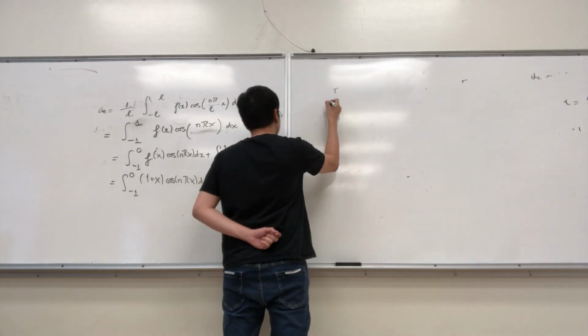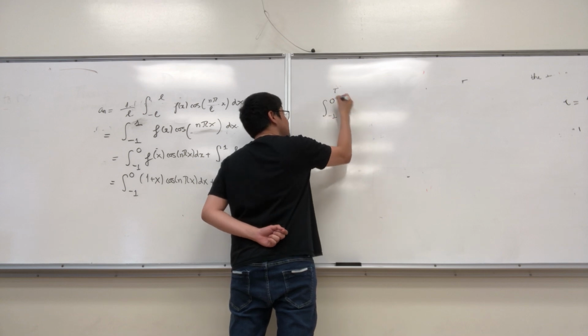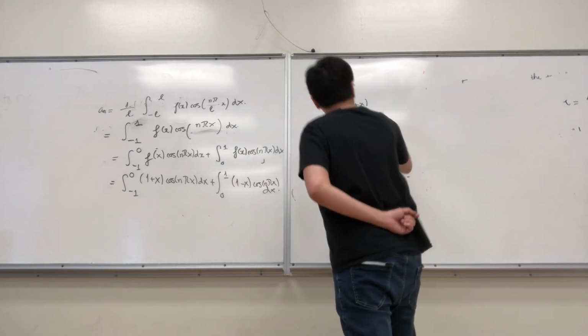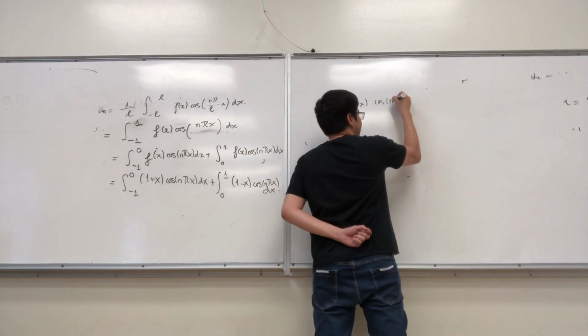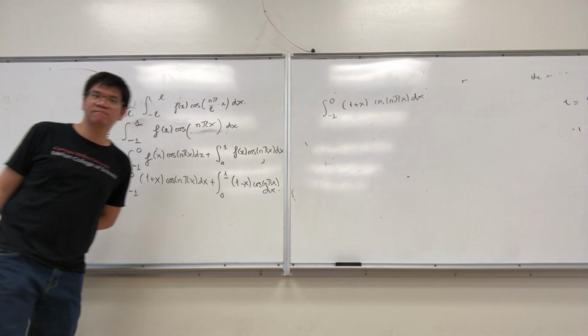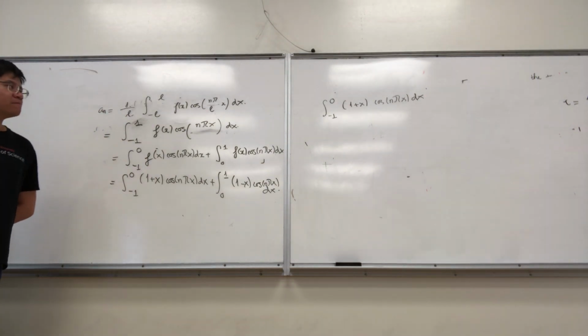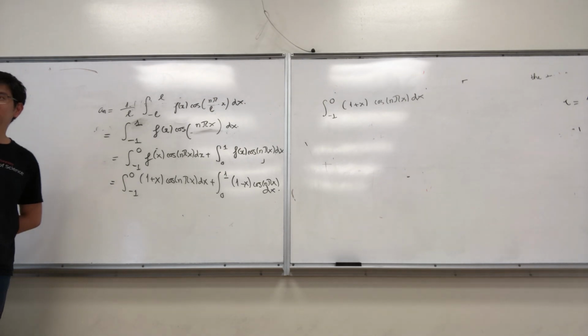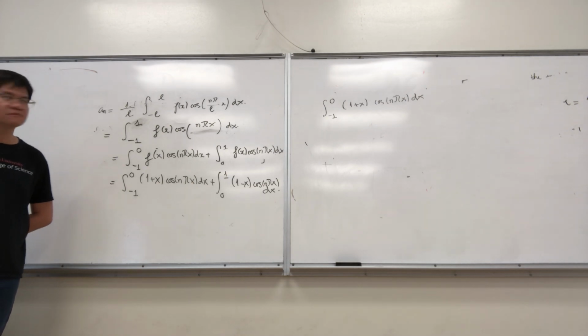So the first interval, you have the integral from minus 1 to 0 of (1 plus x) cosine of n pi x dx. All right? So how do I compute this guy? Factor it out, so you end up with the integral of cosine of n pi x plus x times cosine of n pi x.